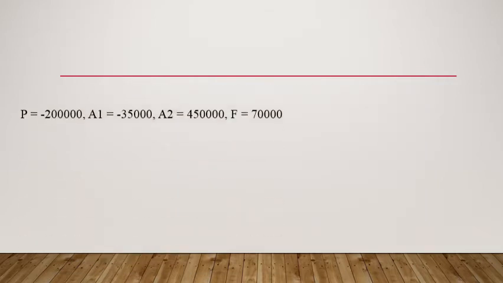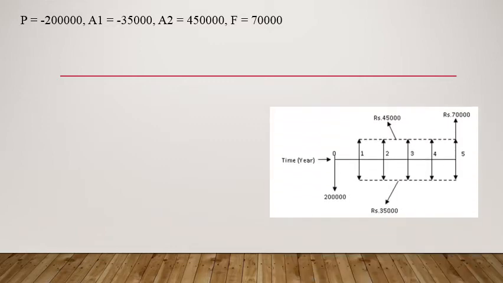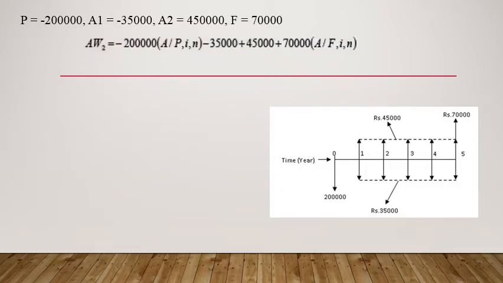Let us get the alternative 2 details. Initial cost of 2 lakh, initial cost means P, annual maintenance cost of 35,000, annual revenue of 45,000, and the salvage value of 70,000. The cash flow diagram we have already drawn, right? Indicate all the cash flows, convert them into A.